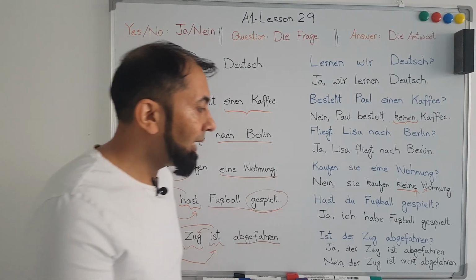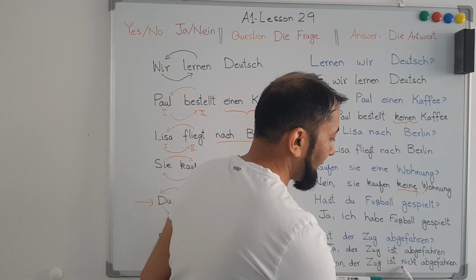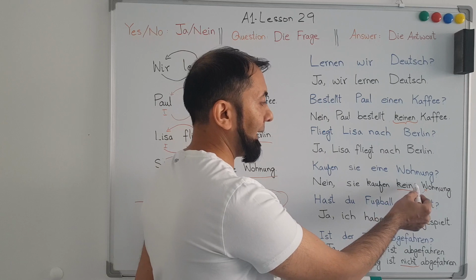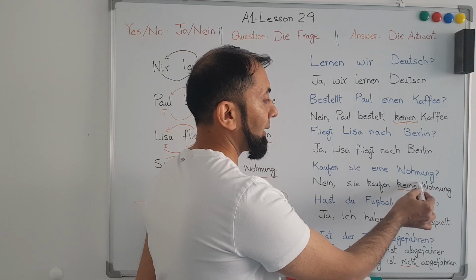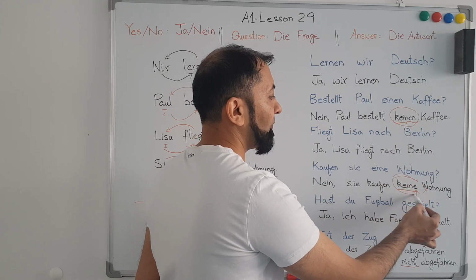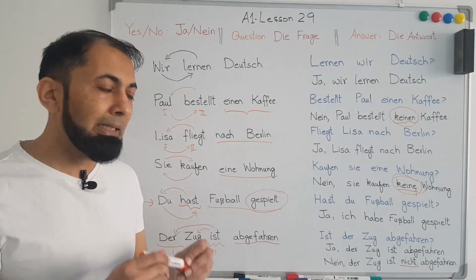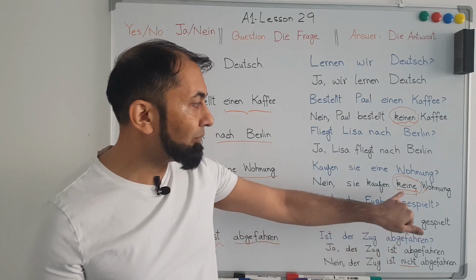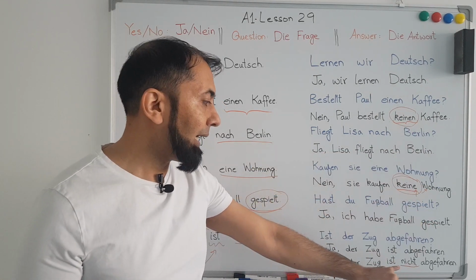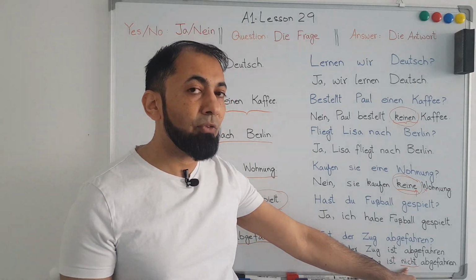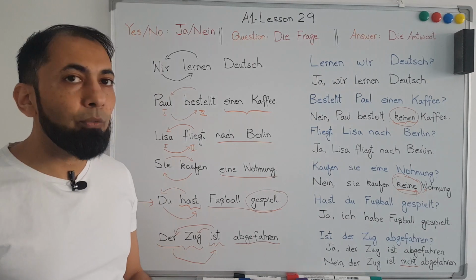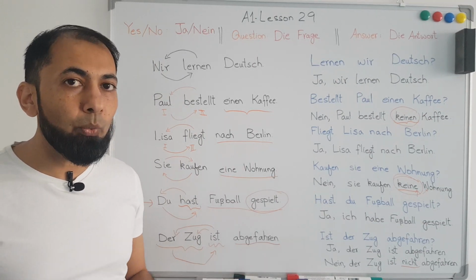Now you see that in order to negate here, we have used the word nicht, whereas in order to negate here, we have used the word keine or keinen. So your homework here is to put your answers in the comments: why we have used keinen here, keine here, and in this example why we have used the word nicht. I hope this is clear to you now, how we can ask yes or no questions.